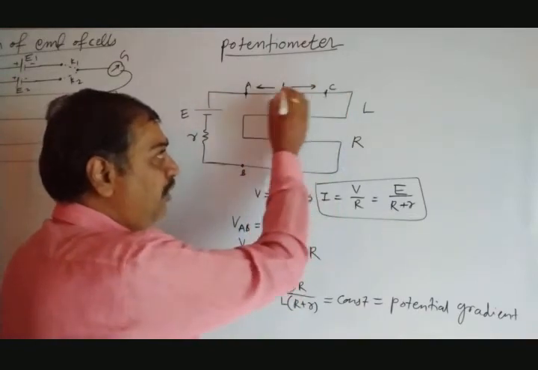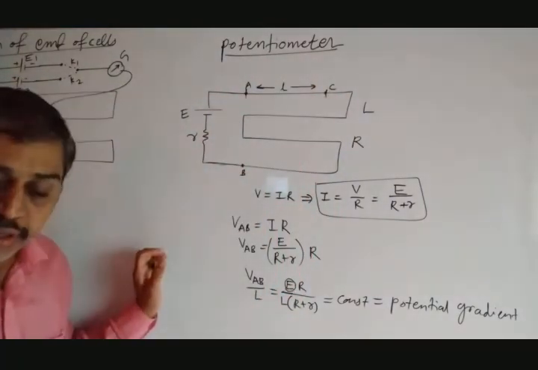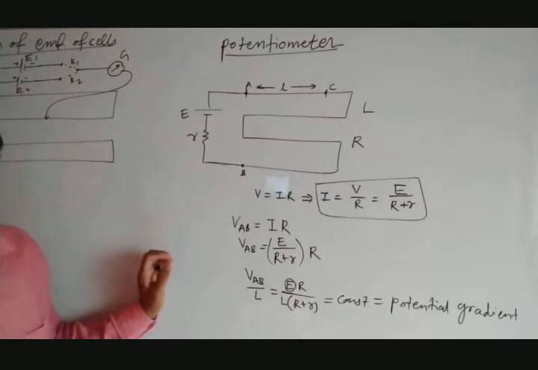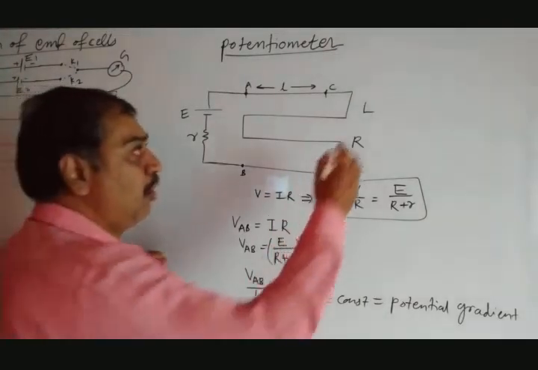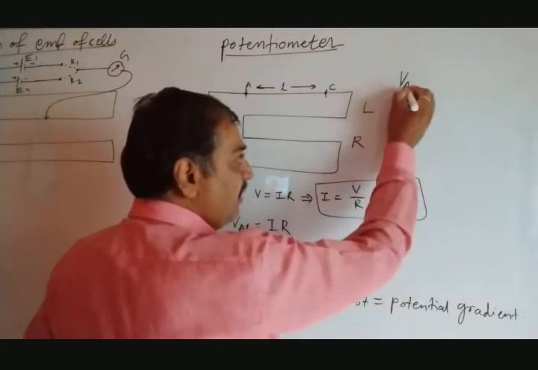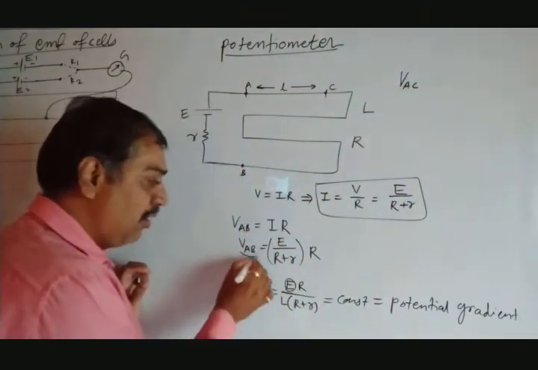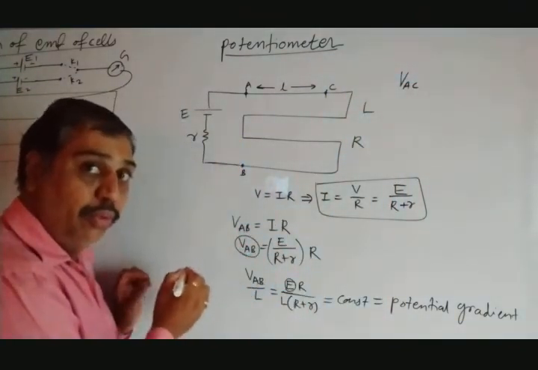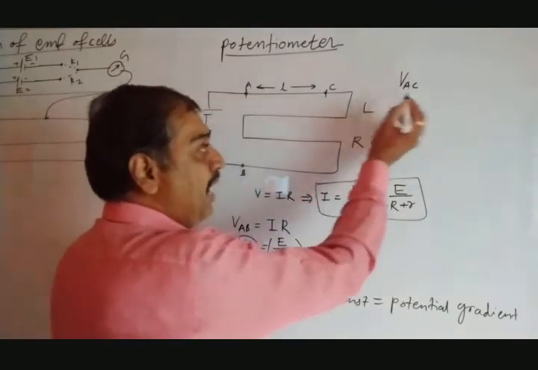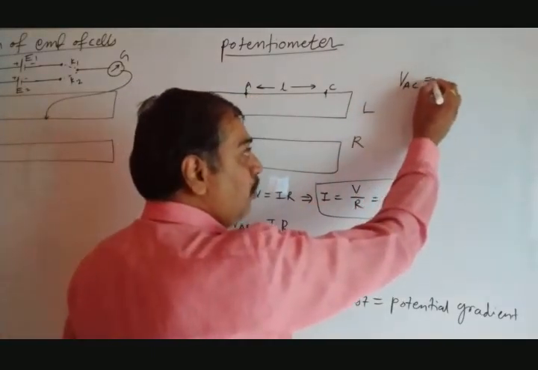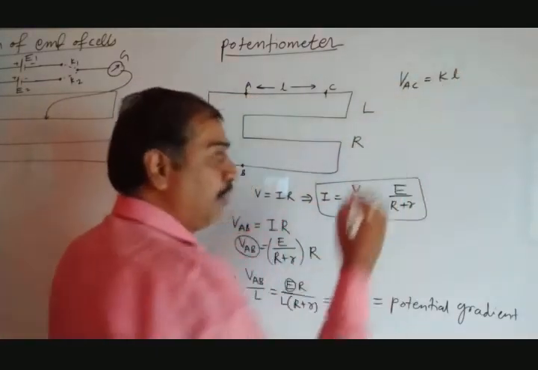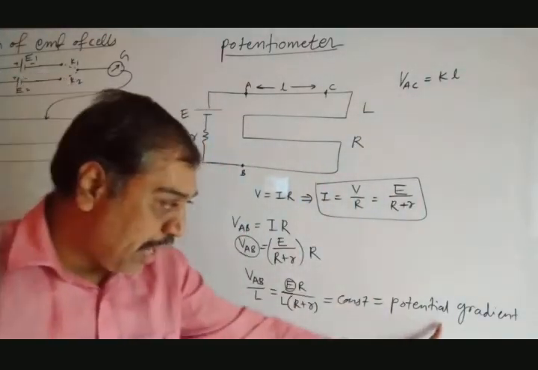from A to C whose length is small l. Then you can write the same way, just apply this law and we can write the voltage across the wire AC. Initially we found it for AB because these are the two end points. Now the voltage between points A and C is equal to K into L. Suppose K is the potential gradient.